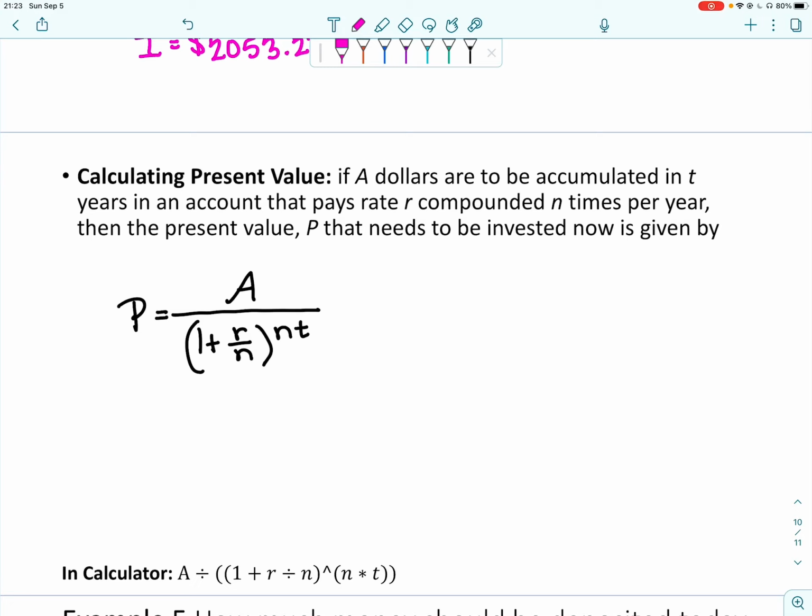But that's not what this is. This is, I'm going to put a huge chunk of money in a savings account today because I want to be able to go on vacation in a year and I want to be able to have this much money for that vacation.